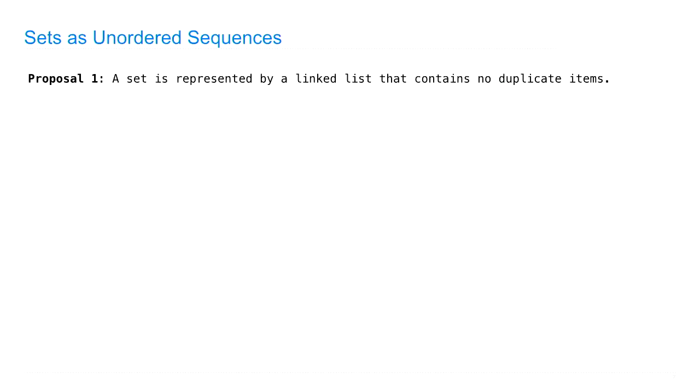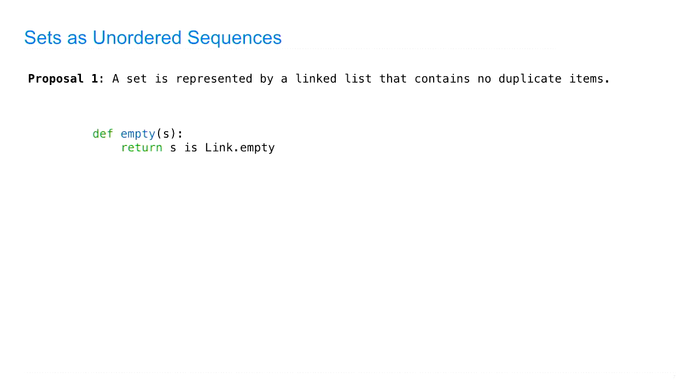Okay, so we're going to try 3 different ways of doing this. One is just to put all of the elements in a linked list. That'll give us some practice manipulating linked lists. A set is represented by a linked list that contains no duplicate items. So not any linked list will represent a set. We have to make sure that there are never any duplicates after intersection or after union or after adjunction.